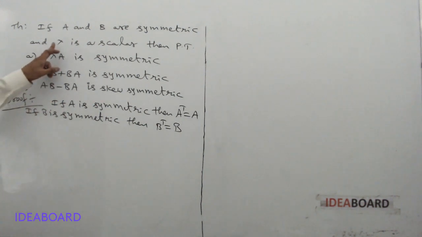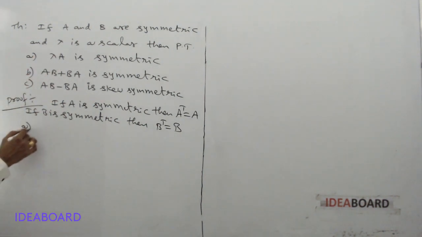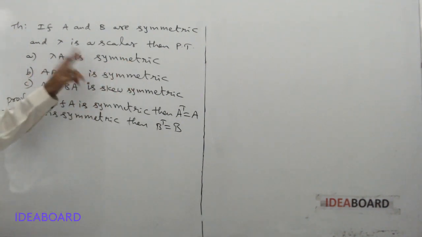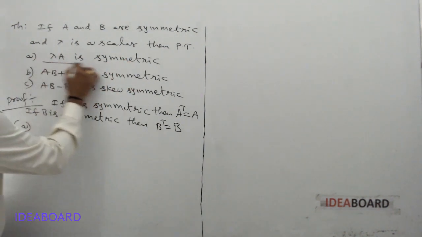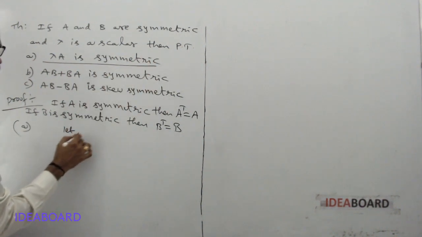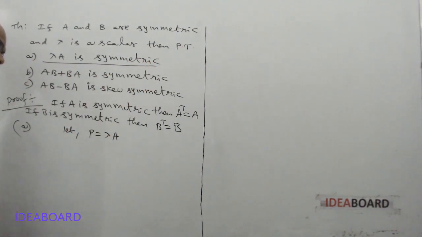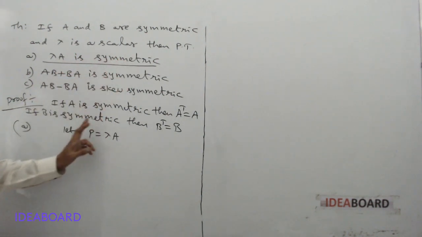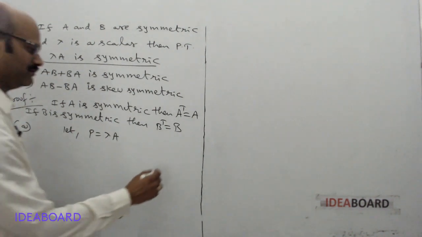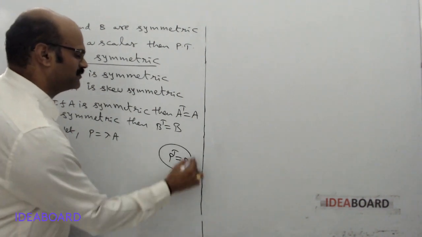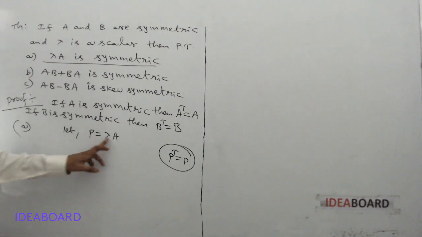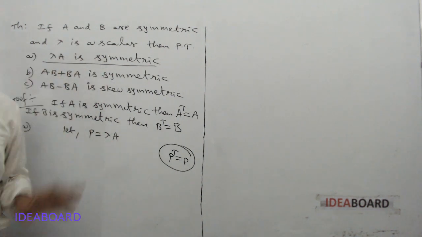Now here, first one, lambda into A is symmetric. We have to prove that lambda into A is symmetric. Let P equal to lambda into A. To prove that it is symmetric, we have to take P transpose. If you prove that P transpose equal to P, then we say that P is said to be a symmetric matrix.